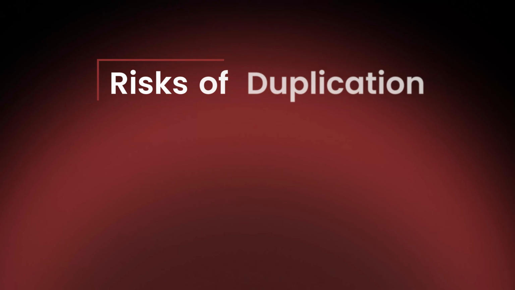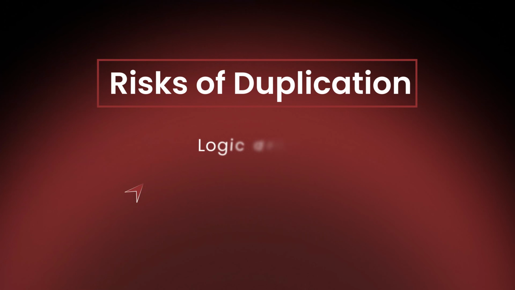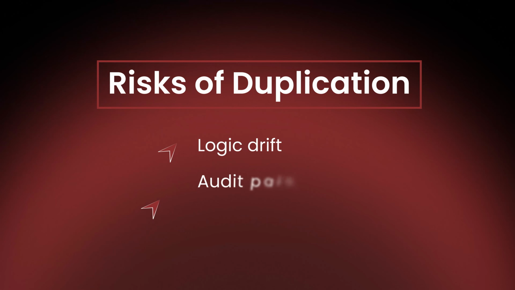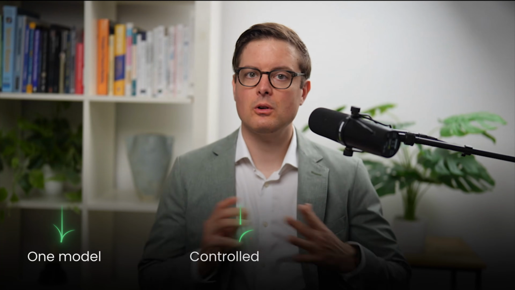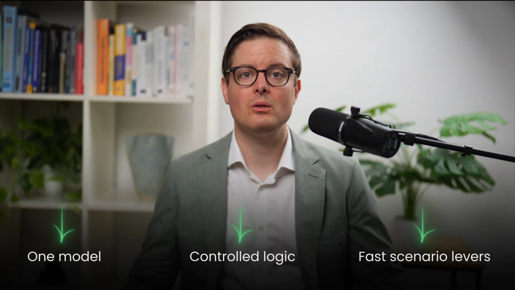Duplication creates 3 big risks. 1. Logic drift. Scenarios stop being comparable because formulas diverge unintentionally. 2. Audit pain. You can't easily explain what changed and why. And 3. Speed. Every scenario becomes a mini project. And that's not agile, that's fragile. What we want instead is one model, controlled logic, fast scenario levers.